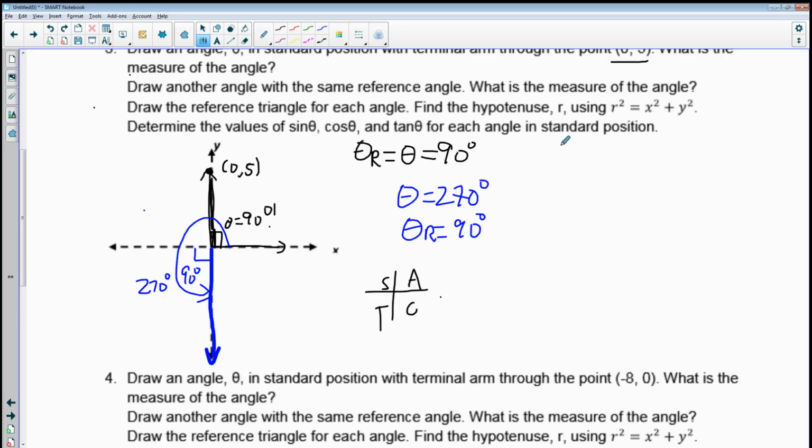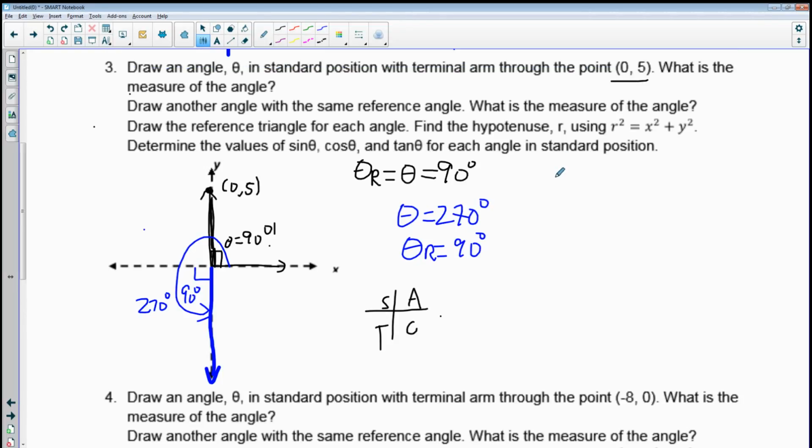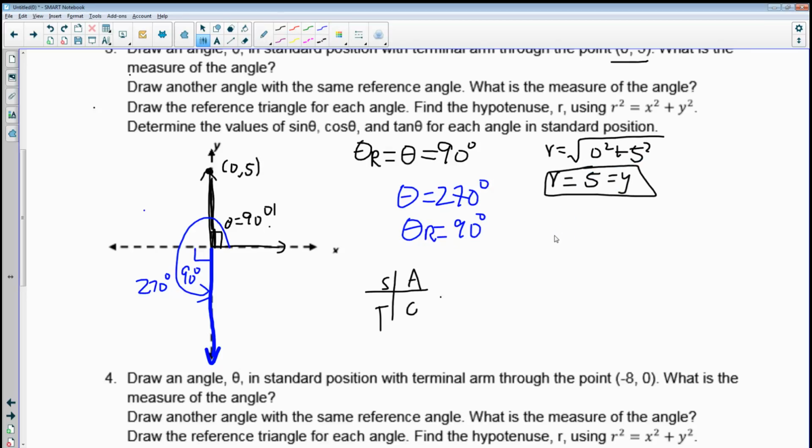Okay, let's start with the reference angle, or the base angle, here of 90. Remember, r is the square root of x squared plus y squared, so r is equal to the square root of 0 squared plus 5 squared, but 5 squared is 25, so r is equal to 5. Wait, that's equal to y. Well, that's fine, no reason why it cannot be. Sine of 90 degrees is y over r, which is 5 over 5, equals 1. Nice. Sine of 90 degrees is 1.